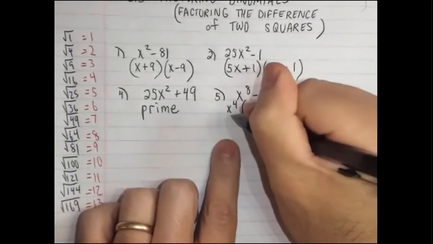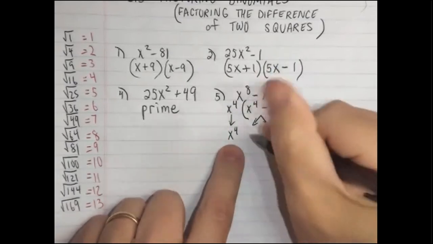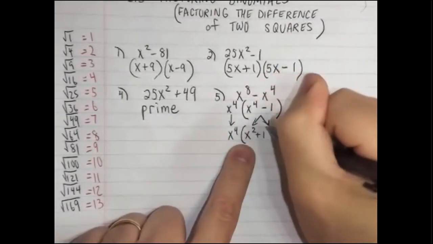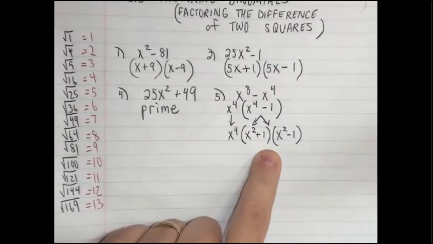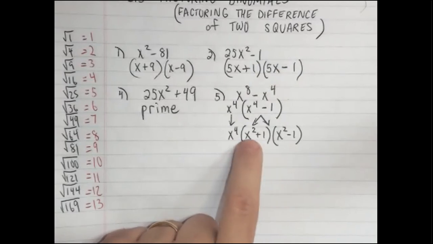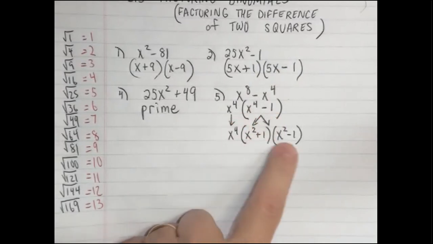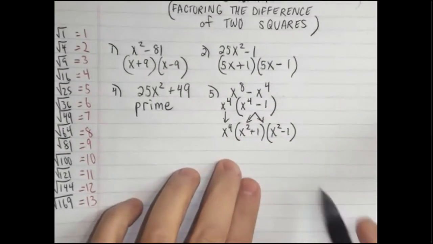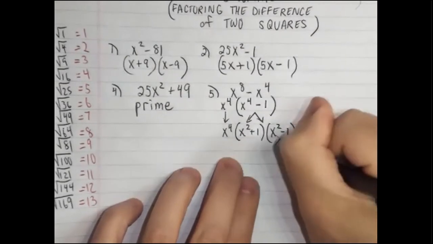And don't forget, you're going to move that x to the 4th, originally out in the front, down. And this will factor to x squared plus 1, x squared minus 1. Okay, so you see that? So that's x to the fourth is 2 and 2, and then we have our 1s and 1s. But again, we're not done because I can continue to factor this one as well.